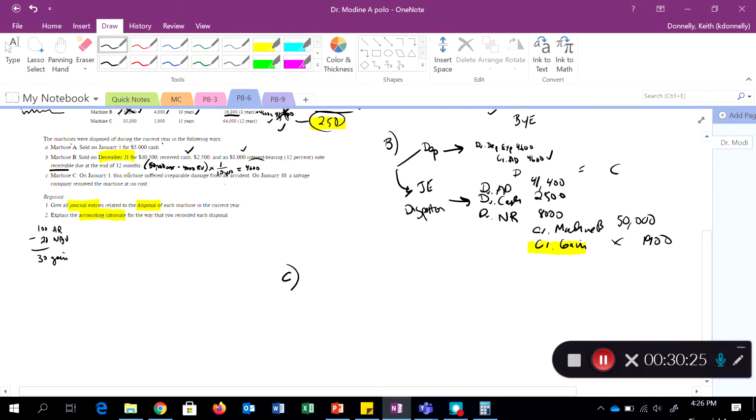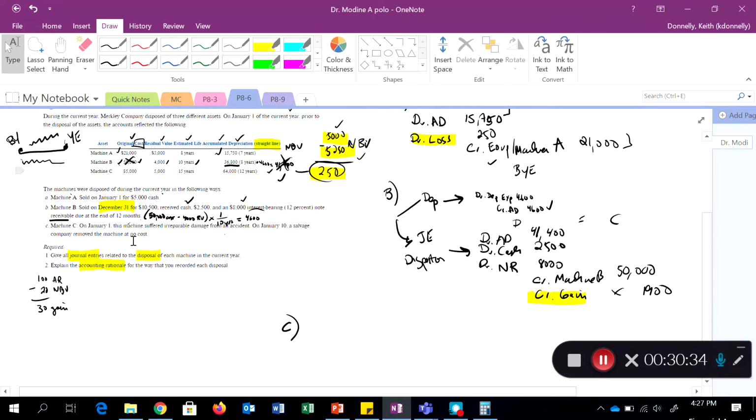So on January 1st, this machine suffered irreparable damage from an accident. On January 10th, a salvage company received the machine at no cost. So it looks like there was a work accident, right? And it had irreparable damage.